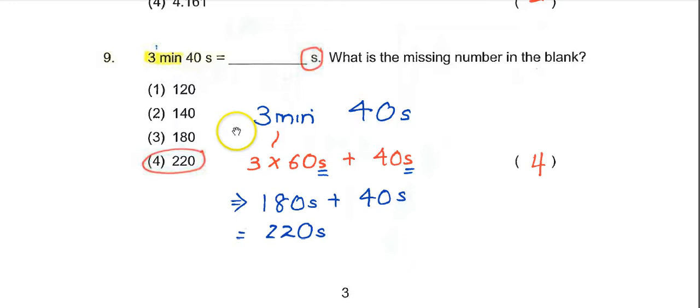Next. Over here, when you convert from minutes to seconds, 3 minutes is 3 blocks of 60 seconds, so 3 times 60 is 180 seconds. The 40 seconds remains over here. So to convert 3 minutes and 40 seconds into seconds, 180 seconds plus 40 seconds is 220 seconds.